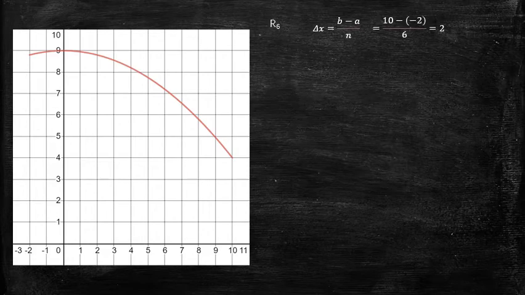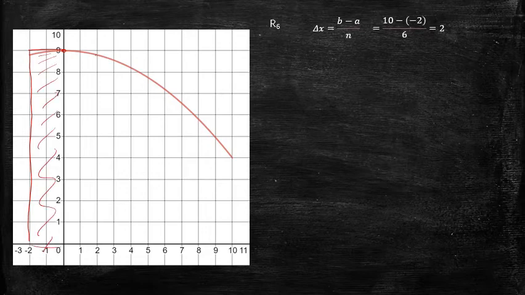Okay, so next we'll move on to calculate R sub 6. So this is now the right endpoint. So this time I'm going to use f of 0 for the height of the first rectangle, and then I'm going the other direction, right? So f of 0 is the first height, f of 2 gives me the second height, and so forth, f of 4.